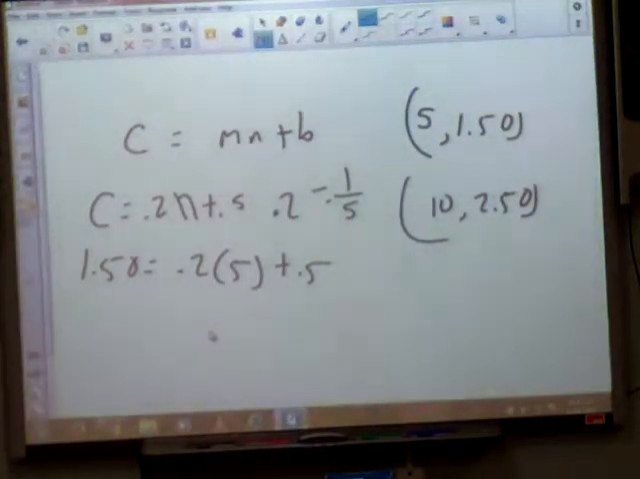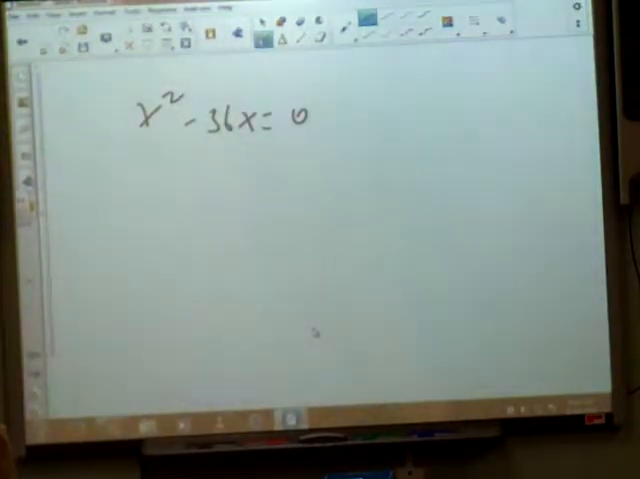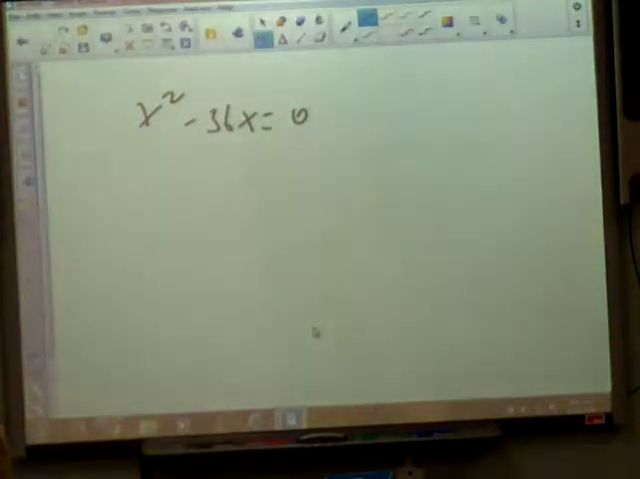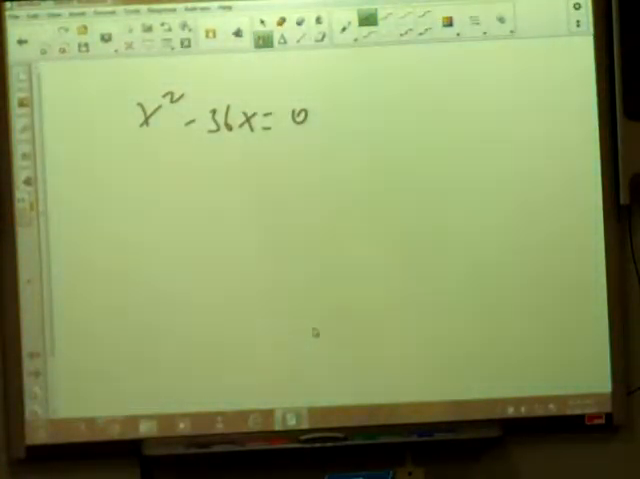All right, we got the last page. On number 15, which of the following is a solution to the equation x squared minus 36x equals 0? All right, you could plug the choices in again. You could plug them choices in, see which one comes out to equal 0, because that's what it says.